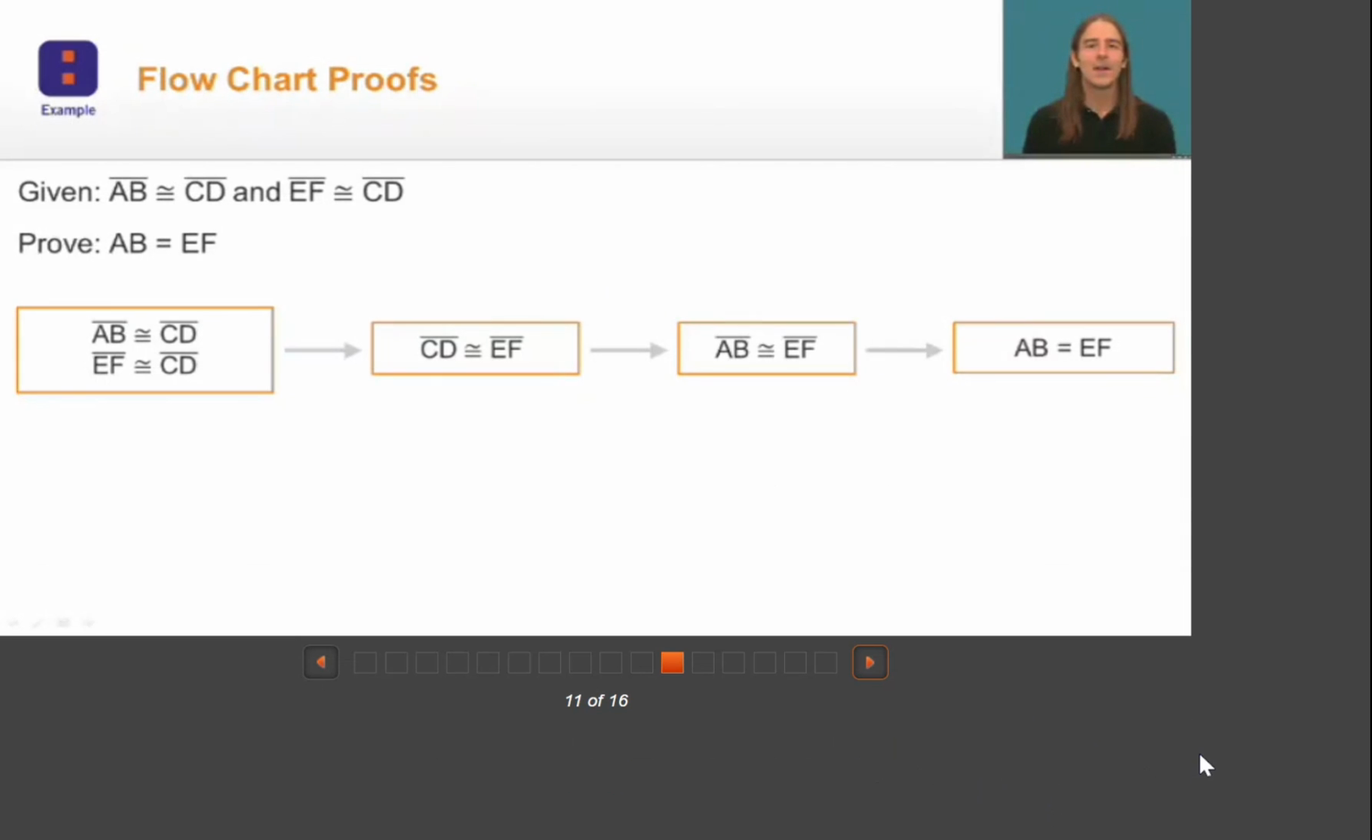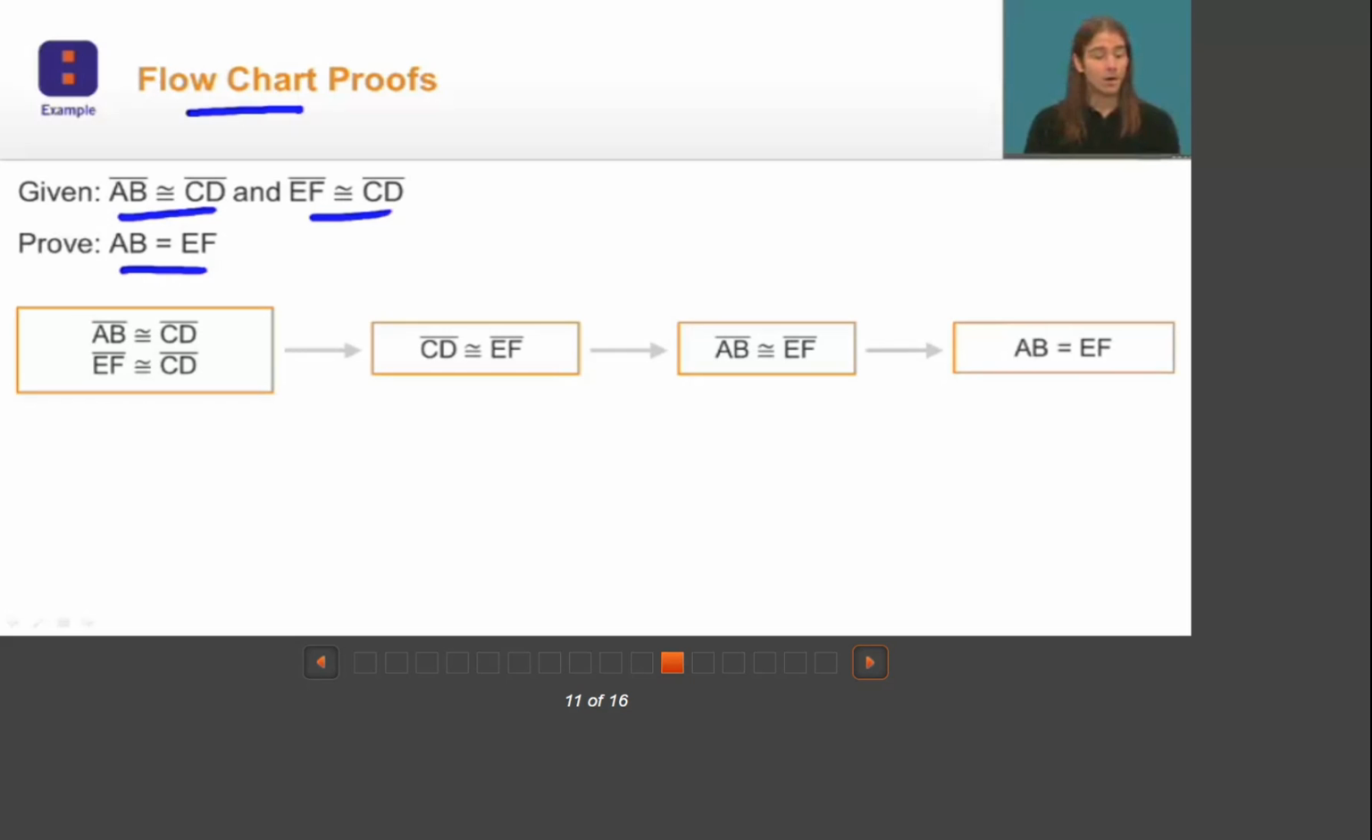I'd like to tell you about a cool kind of proof that we use in geometry called a flowchart proof. This type of proof arranges the steps of our proof in a visual way that allows us to see how the proof works logically. We're going to use it to prove this fact right here. We're given that line segments AB and CD are congruent, and we're also told that line segments EF and CD are congruent. What we need to conclude from that is that the length of AB equals the length of EF.